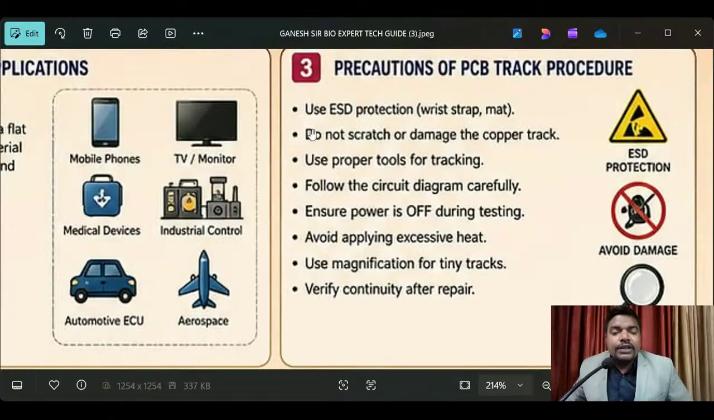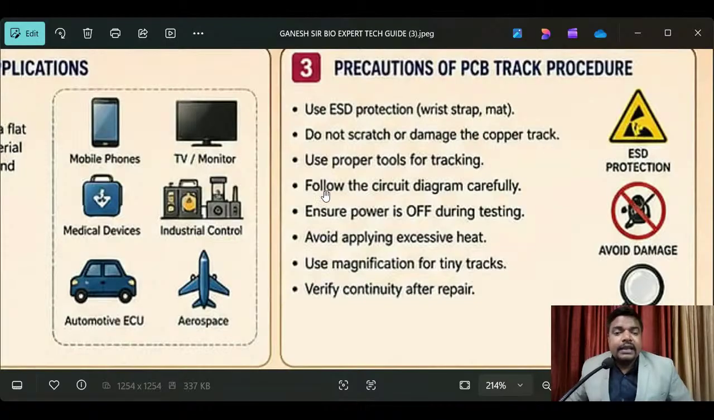Now, the precautions of the PCB track procedure. Use ESD protection, wrist strap and mat. These are the symbols here. Whenever you see the ESD protection symbol, don't ignore it, and understand its main function. Next, do not scratch or damage the copper track. This is very, very important, because even very minute things can create big issues and big problems. You may not do it intentionally, but unfortunately problems will happen. So be careful whenever you are in front of a PCB.